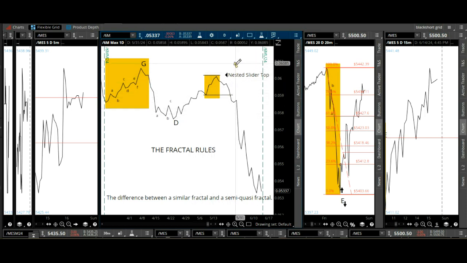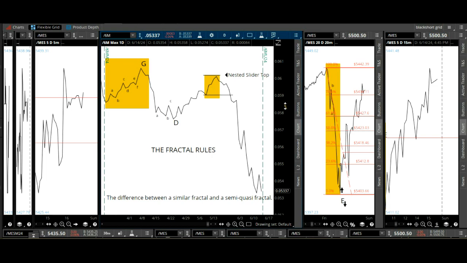Now, how many times have we seen that on minute, half hour, hourly, daily, weekly, monthly, yearly chart? Okay, a slider top is a similar top. It's very reliable. Again, you put your top there, you put your bottom there. It breaks the bottom, that would be a good entry point. These are fractal rules.